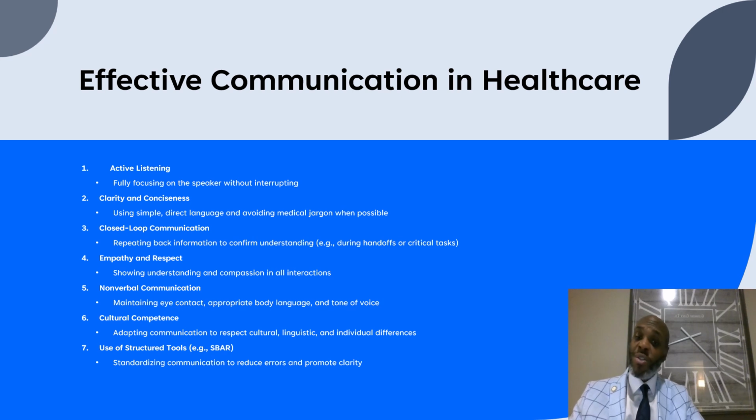Lastly, structured tools like SBAR, which stands for Situation, Background, Assessment, Recommendation, help standardize communication and reduce the chance of critical details being missed. Mastering these elements doesn't just improve teamwork, it saves lives.